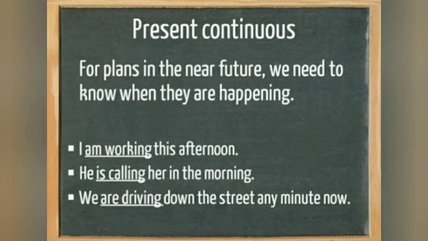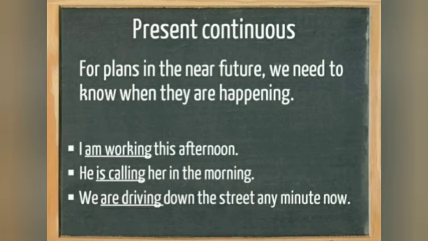The next structure through which the future time can be referred is present continuous tense. This tense is used for future reference when we are talking about plans in the near future. We need to know when they are happening. So, the mentioning of the time referring words is also important in this case. For example, I am working this afternoon. He is calling her in the morning. We are driving down the street any minute now.